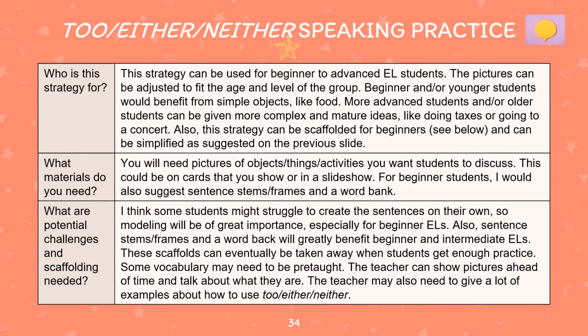What are potential challenges and/or scaffolding needed? I think some students might struggle to create the sentences on their own, so modeling would be of great importance, especially for beginner ELs. Also, sentence stems and frames and a word bank would greatly benefit beginner and intermediate ELs. These scaffolds can eventually be taken away when students get enough practice. Some vocabulary may need to be pre-taught. The teacher can show pictures ahead of time and talk about what they are. The teacher may also need to give a lot of examples about how to use too/either/neither.